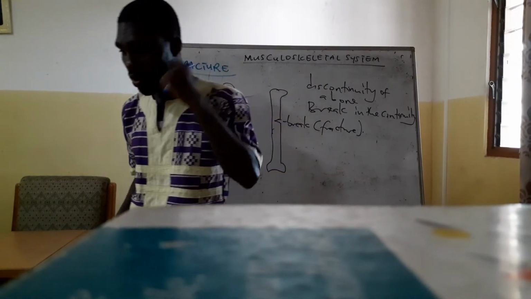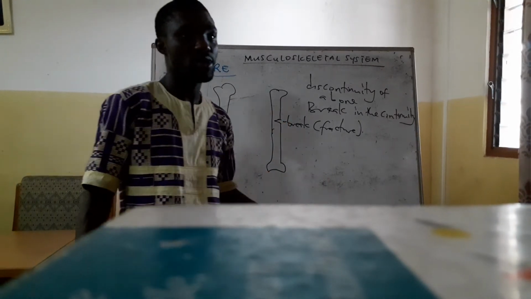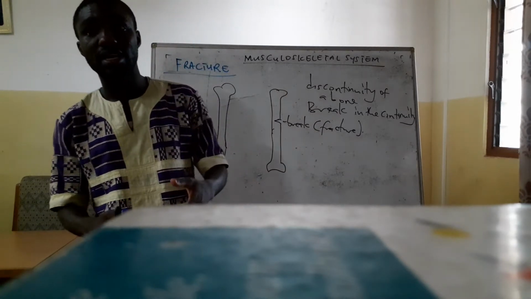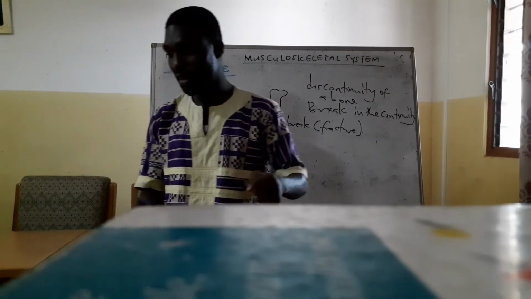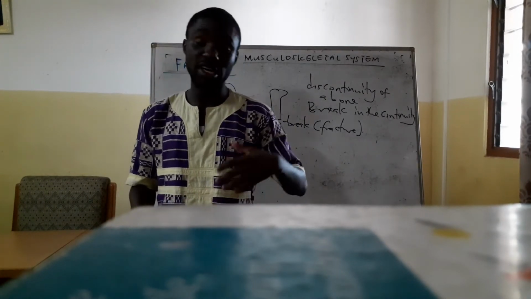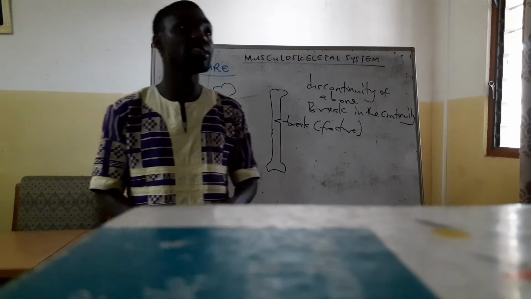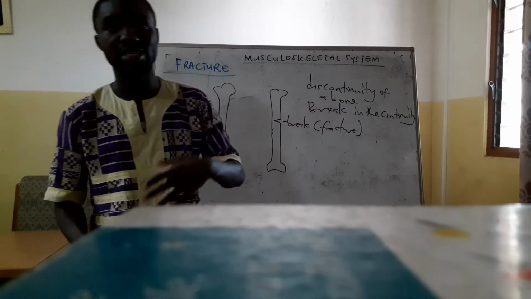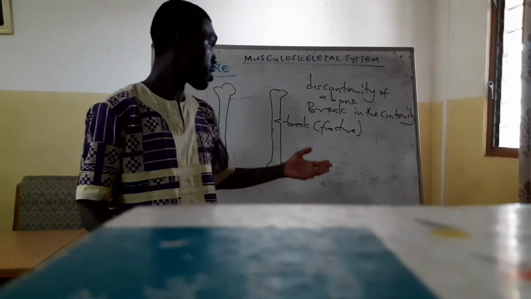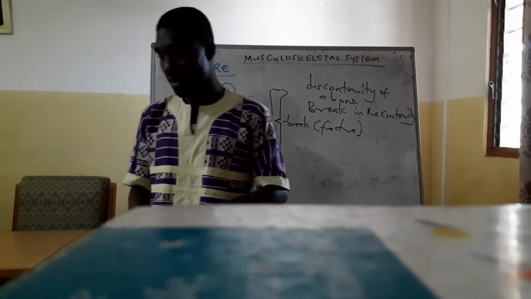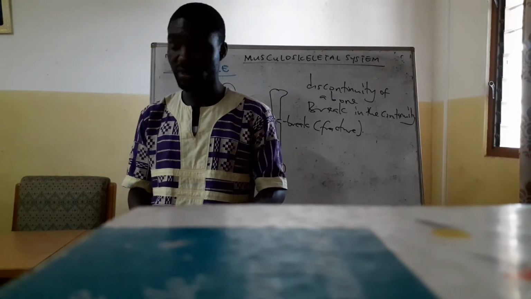It's mostly caused by trauma, so any external force. Or sometimes excessive stress on a part of the body can also lead to fracture. And sometimes muscle spasms can lead to fracture. Other times we have people with other conditions of the bone, like osteoporosis, who can also get fracture. So these are some of the causes of fracture.